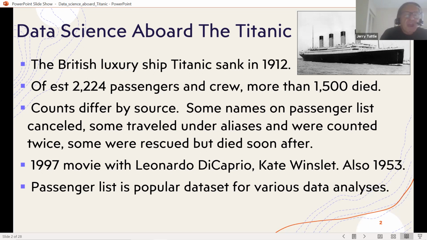Probably many of us have seen the 1997 movie with Leonardo DiCaprio and Kate Winslet. I'd forgotten how many years ago that was. That's 20 plus years ago. That movie was a sequel to a 1953 movie with Barbara Stanwyck. And the passenger list of the Titanic is a very popular data set for various kinds of data analysis.